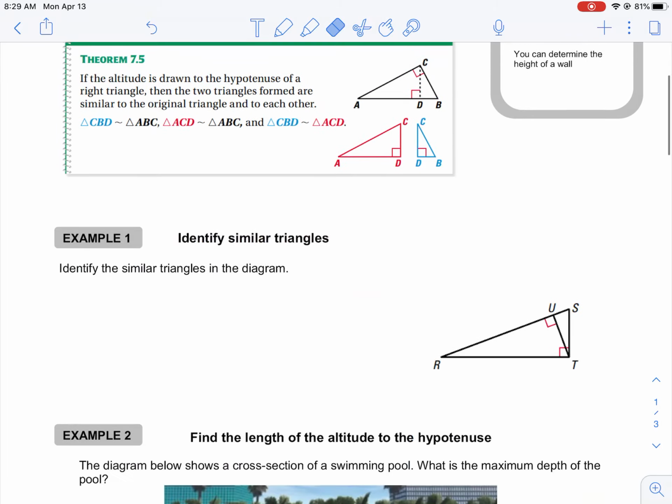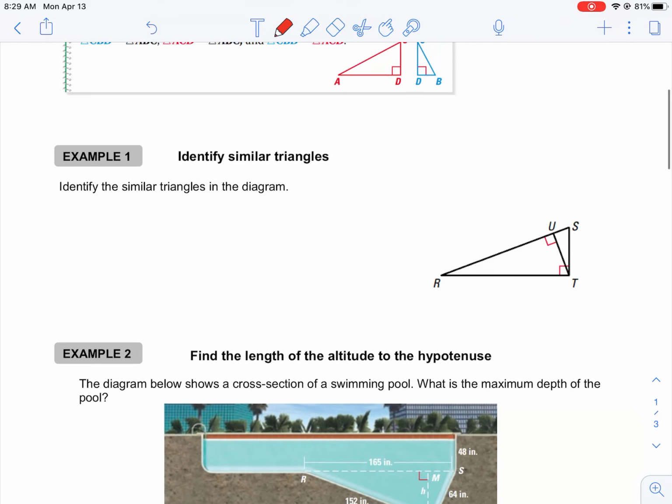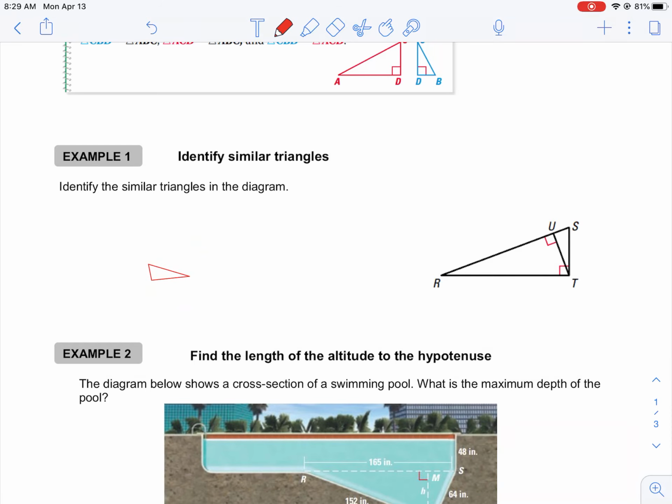So how we're going to use that, first of all, example 1, we're just going to identify the similar triangles in this diagram. So I'm going to actually sketch them out too, especially because we're on the iPad, so it's even easier. So this is the first one right here. And our coordinates here, so this is S, this is T, this is U. Okay, so that's our first triangle. There's a 90-degree angle here because there's a 90-degree angle there.